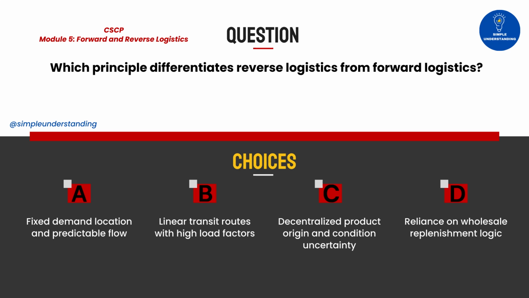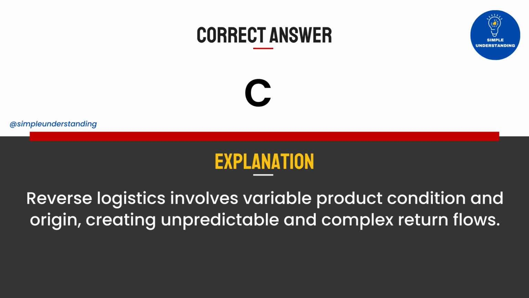11. Which principle differentiates reverse logistics from forward logistics? A. Fixed demand location and predictable flow. B. Linear transit routes with high load factors. C. Decentralized product origin and condition uncertainty. D. Reliance on wholesale replenishment logic. Correct answer: C. Explanation: Reverse flows often start at consumer or field locations with varying product condition, making planning complex.